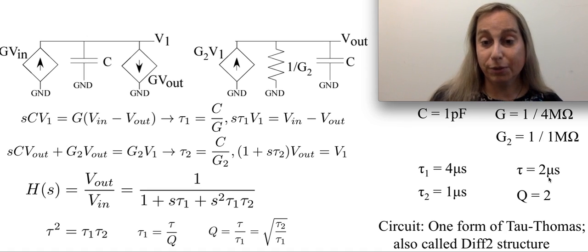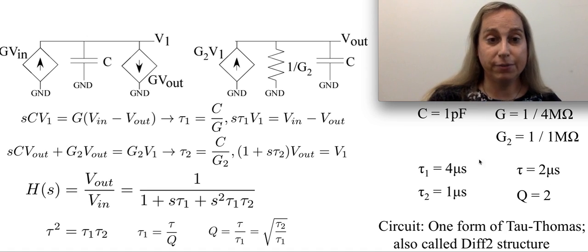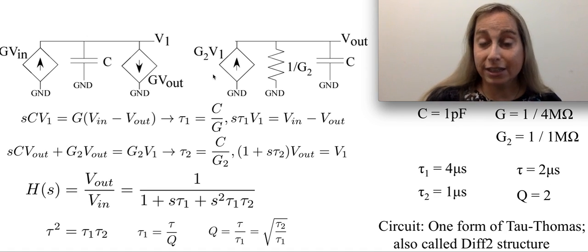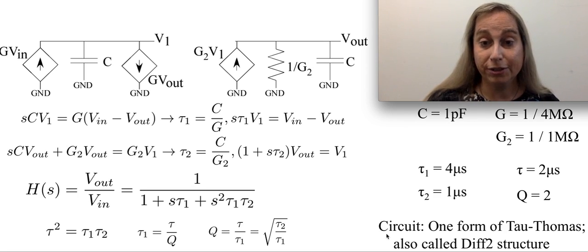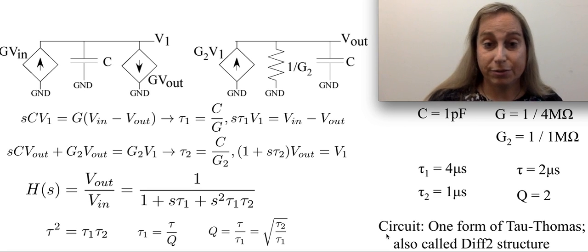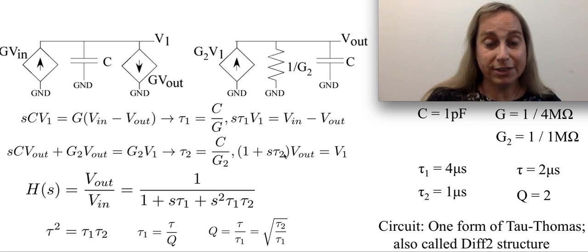This is one form of a Tow-Thomas structure. It's actually what's typically thought of as a form that has a transconductance, which is basically a real form of a voltage controlled current source, and capacitors. In that view, sometimes you call this a diff2 structure, but otherwise everything else follows just as you would expect. So what's really nice is you can take a very simple structure like this and get a very nice complex set of dynamics throughout.